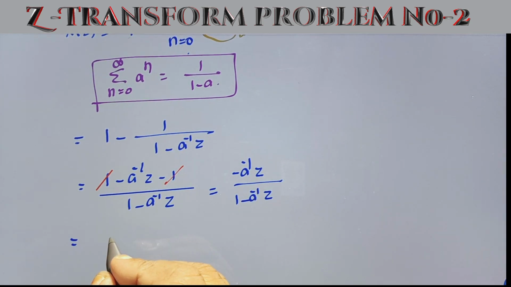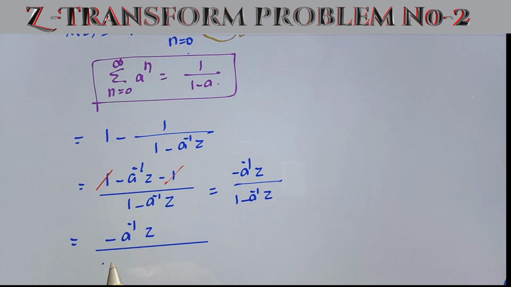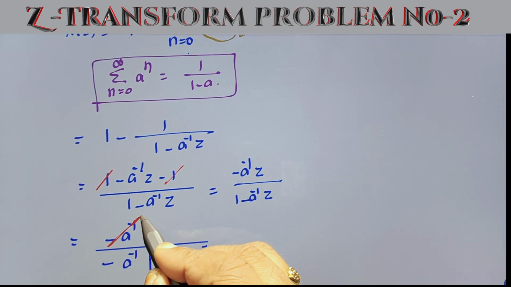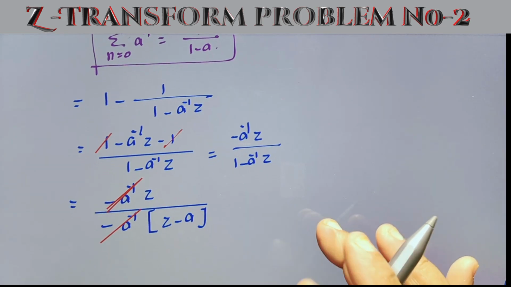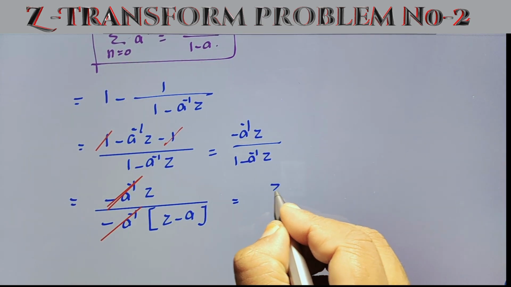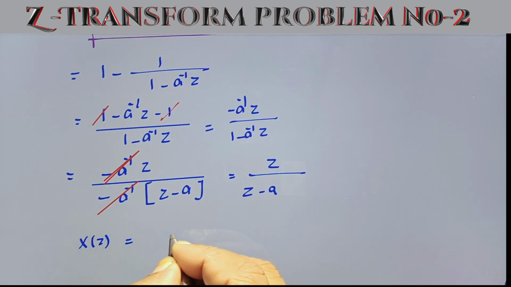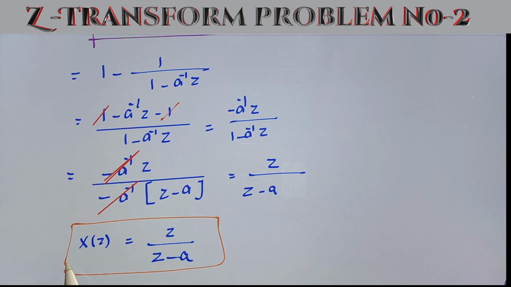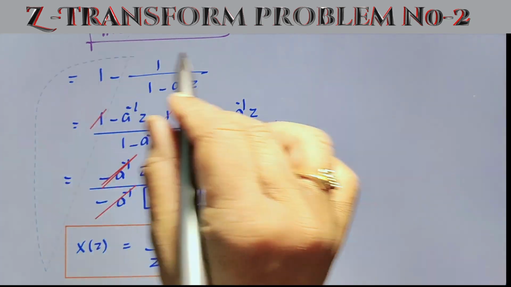Okay. Next step, for the denominator term, take a inverse term as outside, minus a inverse term, take it as outside. So, the remaining is z minus a. So, here this term including minus sign, this term get cancelled. For the final, the remaining term z by z minus a. For the conclusion, X of z equal to z by z minus a. This is method 1. Okay, I will explain method 2 also. According to your convenience, you have to manage the steps.